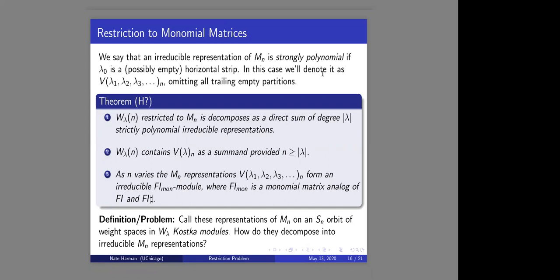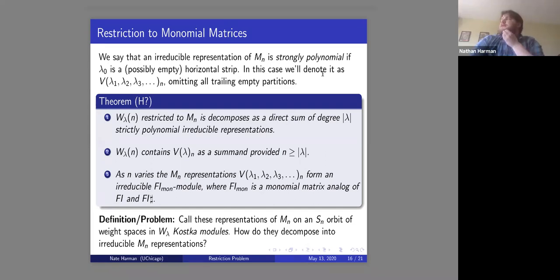I would have thought from your description of FI sharp that it is a monomial matrix analog of FI. But now you're saying FI mon is a monomial matrix analog of FI and FI sharp. So I'm a little confused. So one thing that is nice.